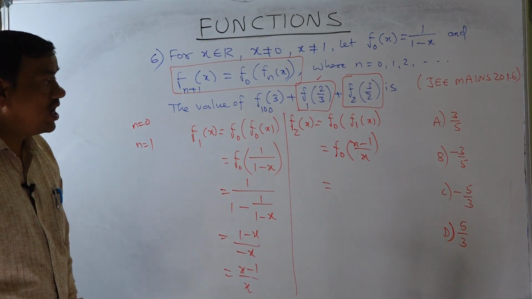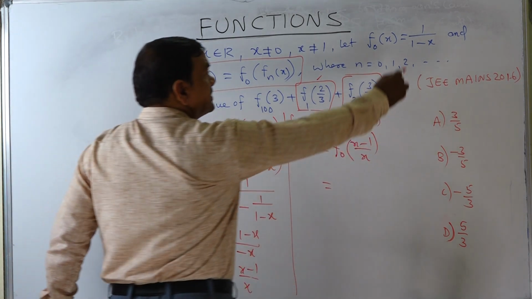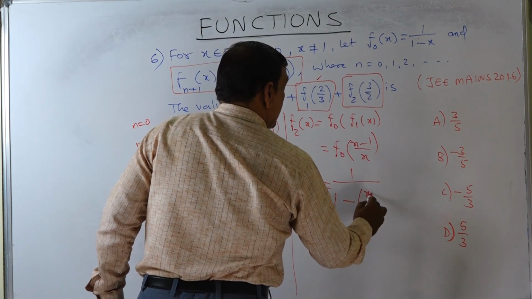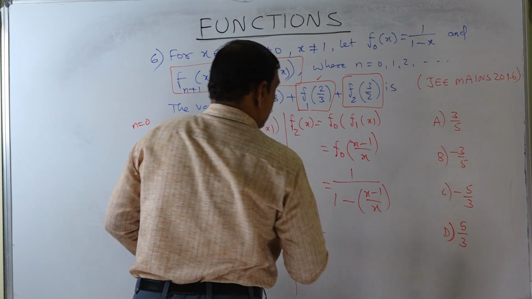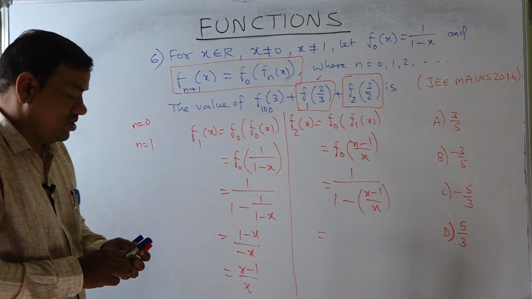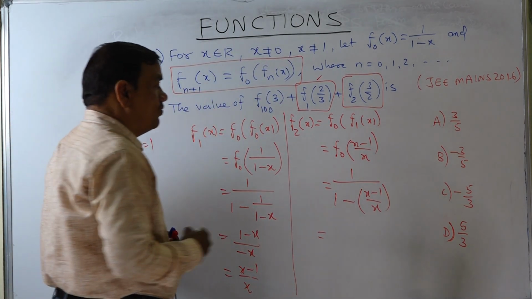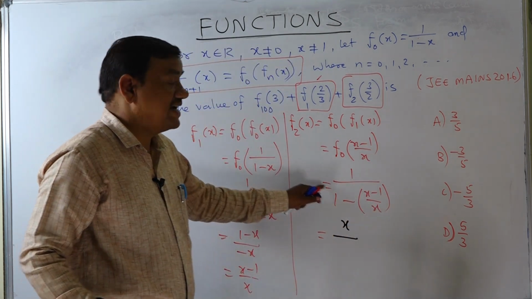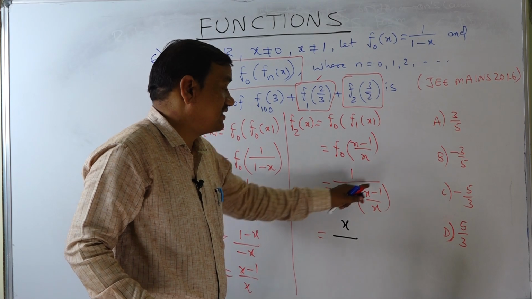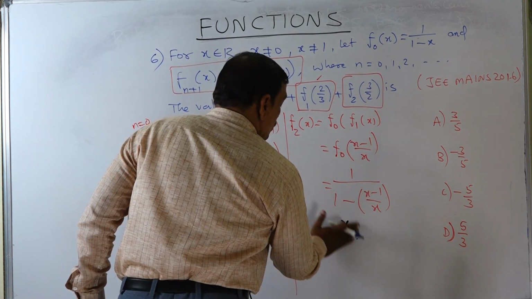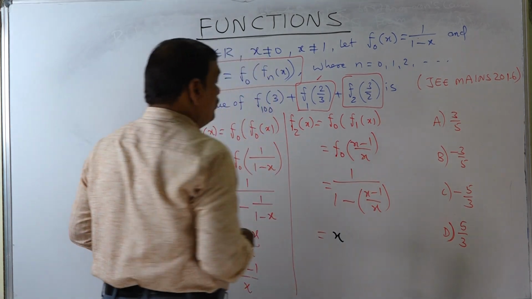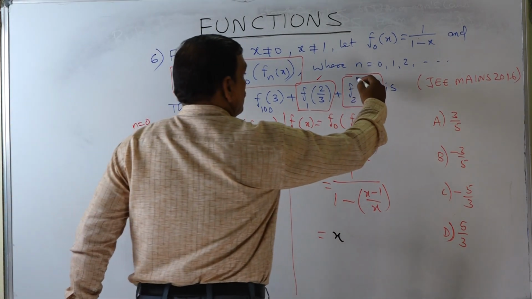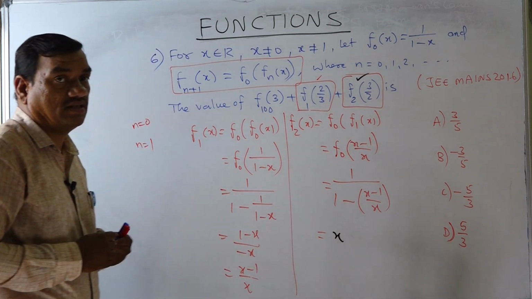What is f naught of x minus 1 upon x? So this is 1 upon 1 minus (x minus 1) upon x. From this we can take x in the numerator. This is x minus x plus 1, x minus x cancel. On the whole you will get x. So f2 of x is equal to x. This also is over. Now f100 of x.